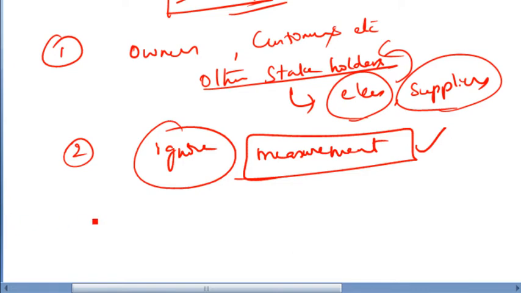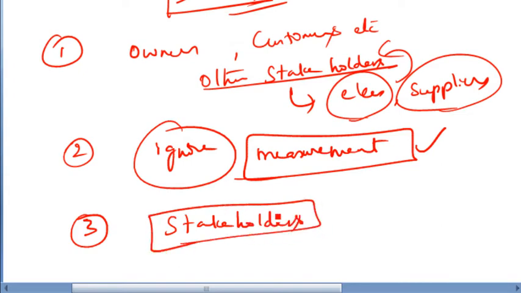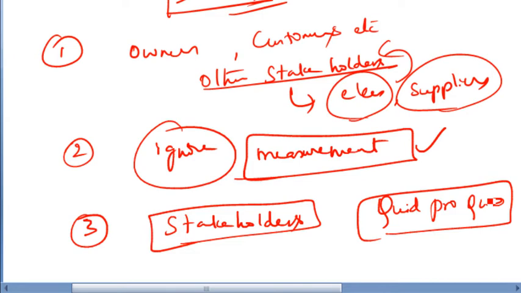And the third reason, what they say is that all the stakeholders must contribute something to the organization, obviously. So they say that there is a quid pro quo relationship between the organization and its stakeholders. What is that? Quid pro quo. I hope many of you know this because it's a pretty famous term. So there is a quid pro quo relationship between the organization and its stakeholders, and the stakeholders will expect something from the organization, but the organization also wants to give something in return.